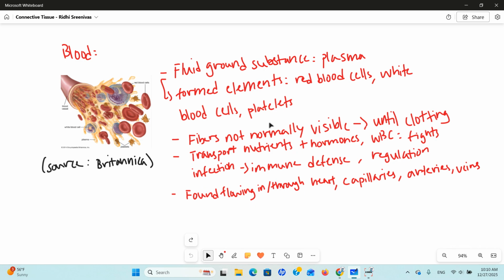Due to its fluid nature, as we talked about in general, blood has the ability to transport nutrients and hormones to wherever they need to go. And due to having white blood cells, which are known for fighting infection, blood can help with immune defense responses and clotting. It can also help with temperature regulation and pH balance. Blood can be found flowing in your heart, capillaries, arteries, and veins.